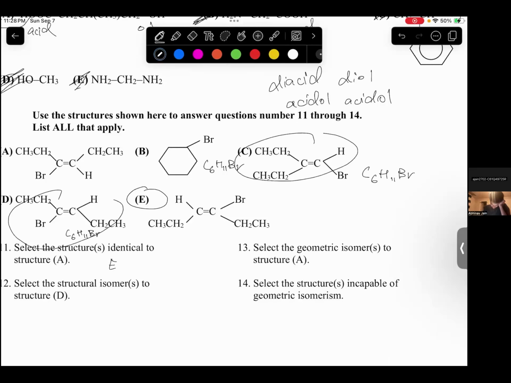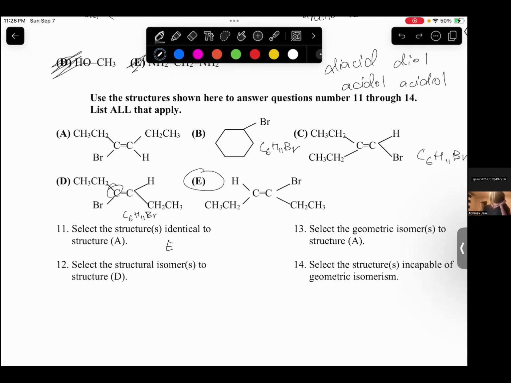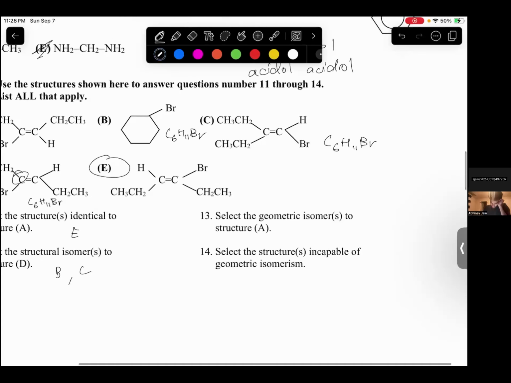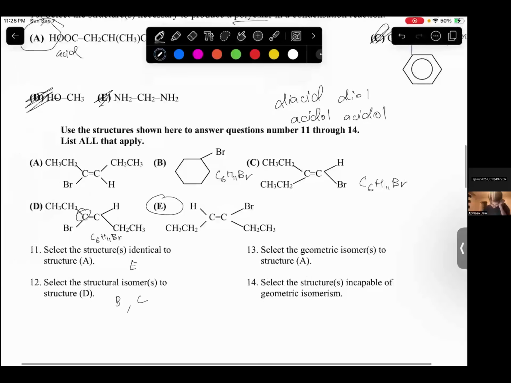This compound and this compound are not geometric isomers, they're structural isomers, because this ethyl group is now on a different carbon. Before it was on this carbon, now it's getting switched to this carbon. So the correct answers are B and C. And 13, select the geometric isomers to structure A.